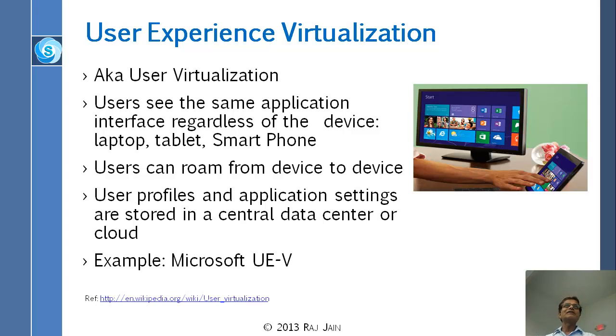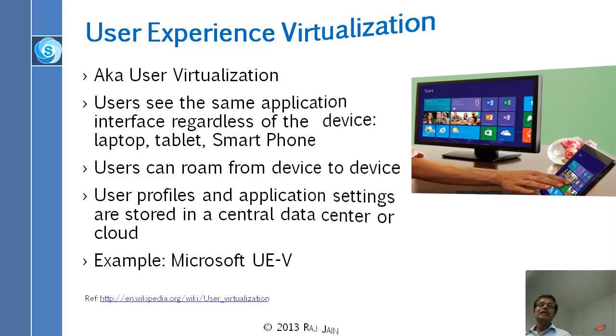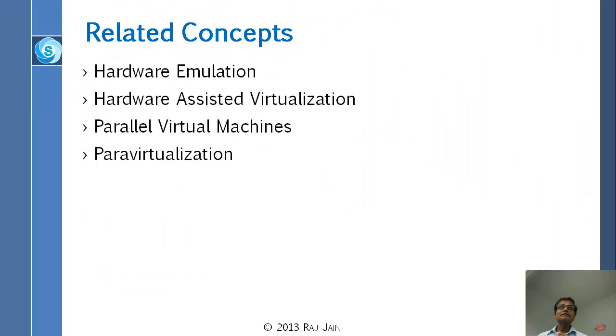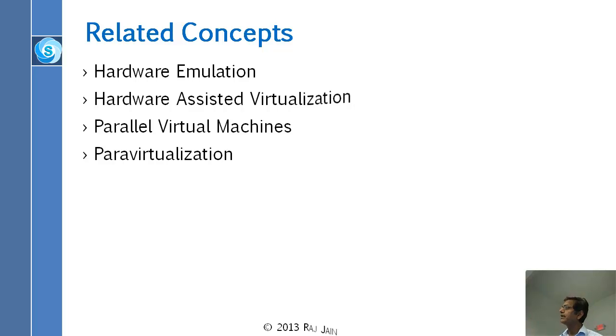Yeah, so basically we saw how you can virtualize at any layer or every layer actually. Next thing is there are some other concepts related to virtualization which are used, and you should know the difference. For example, these four concepts which are on this slide: hardware emulation, assisted virtualization, parallel virtual machines, and parallel virtualization. I'm going to explain them one by one.